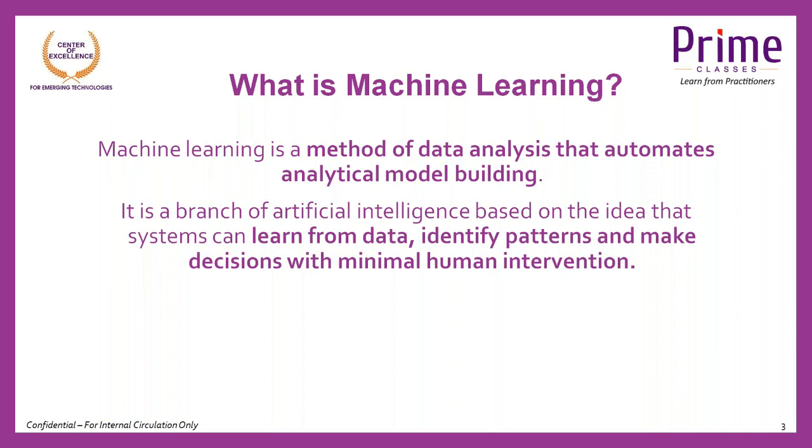And give the result or output to us. So it is a branch of AI, artificial intelligence, where we're trying to mimic what a human brain can do. And that is based on the idea that systems can learn from data, identify patterns, and make decisions with minimal human intervention. The main idea is minimal human intervention, with simple code, fewer lines of code. You want algorithms to make their own decisions.